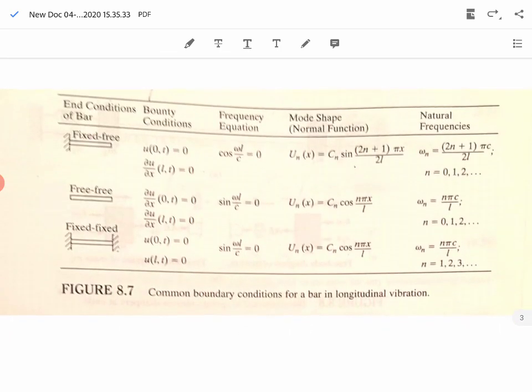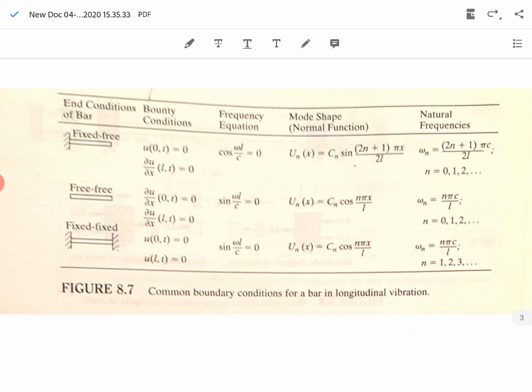Here in this table all these possible end conditions of the bar are shown. So one can see the fixed-free bar, free-free bar and fixed-fixed bar. In case of fixed-free, at one end u will be 0 and at the other end its first derivative with respect to x will be 0. In case both the ends of the bar are free, then the first derivative of u with respect to x will be 0 at both the ends. If both the ends are fixed, then u will be 0 at both the ends.